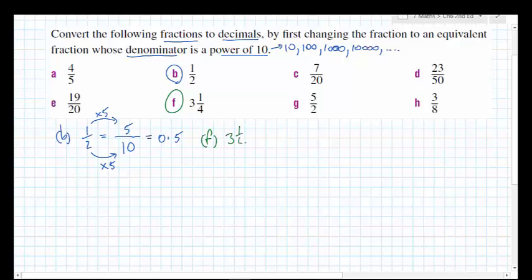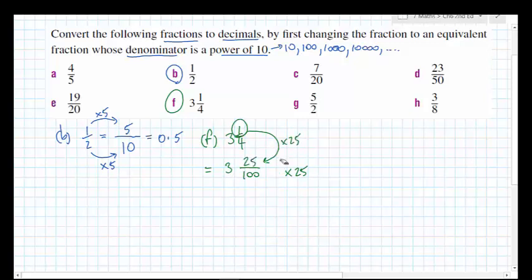F is 3 1/4. Now if I try the same thing here with this quarter, I first of all bring the 3 down, and then what I do is I think about this quarter and I try to get that denominator to be a power of 10. So that 4 will not go to 10, it won't divide into 10, but it will go into 100. So what I'm actually going to do here is write this over 100, and to go from here to here, I've multiplied by 25. To go from here to here, I also multiply by 25.